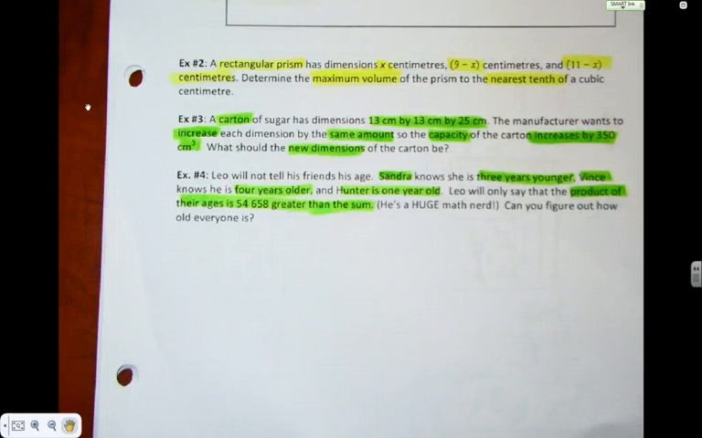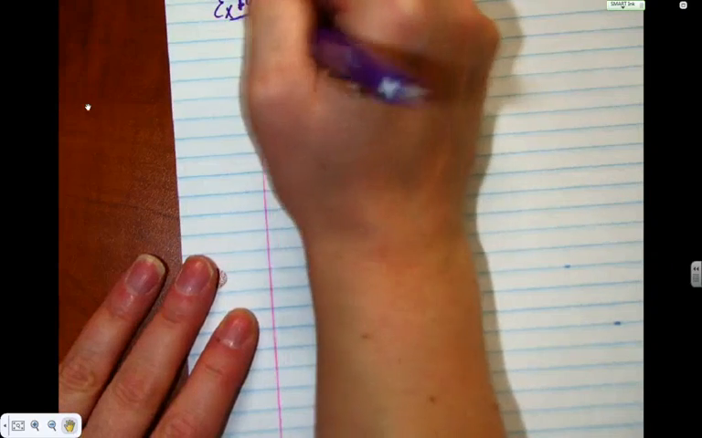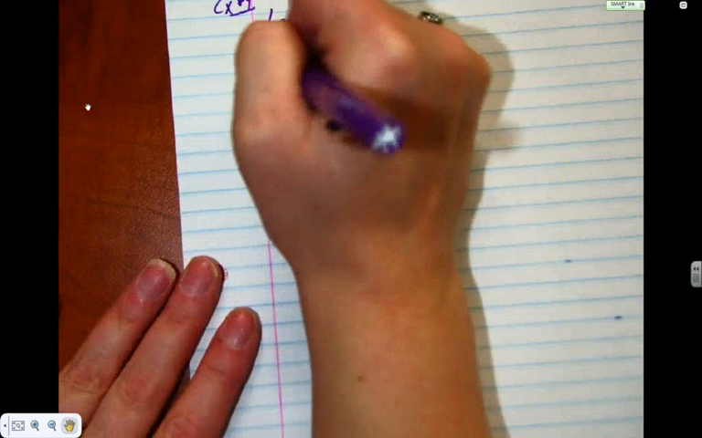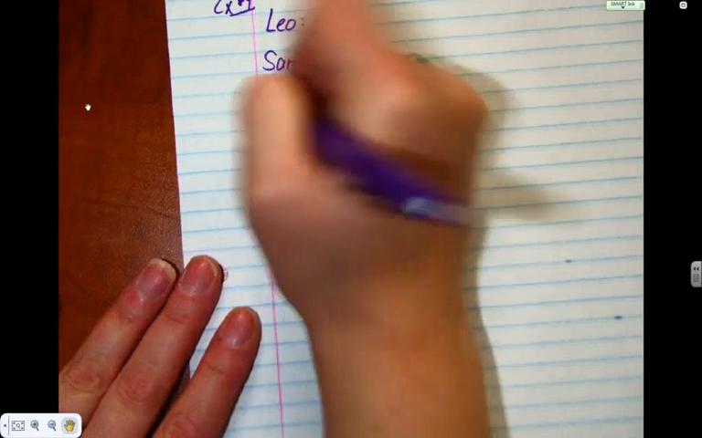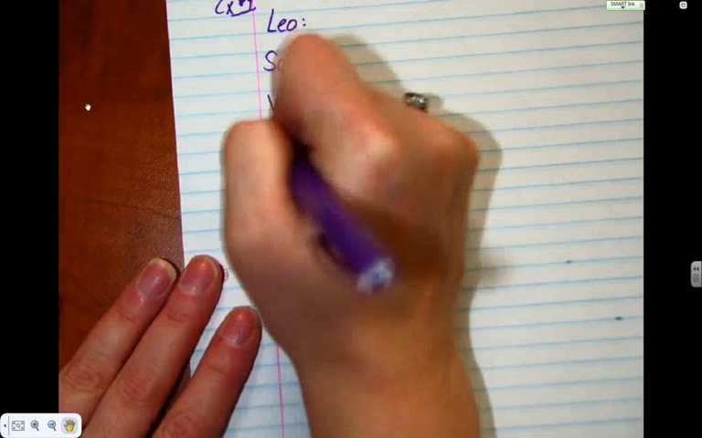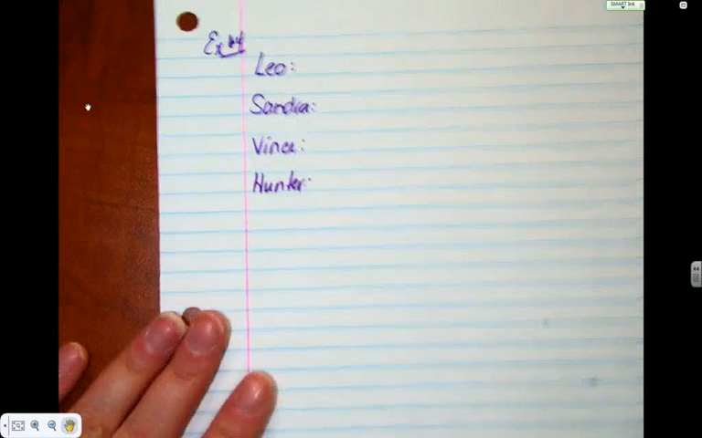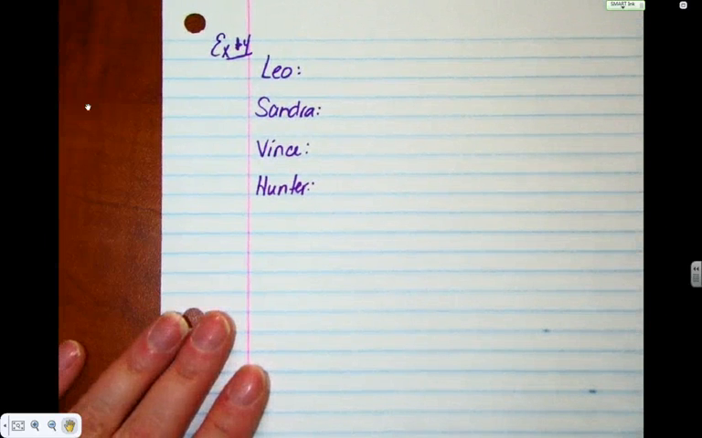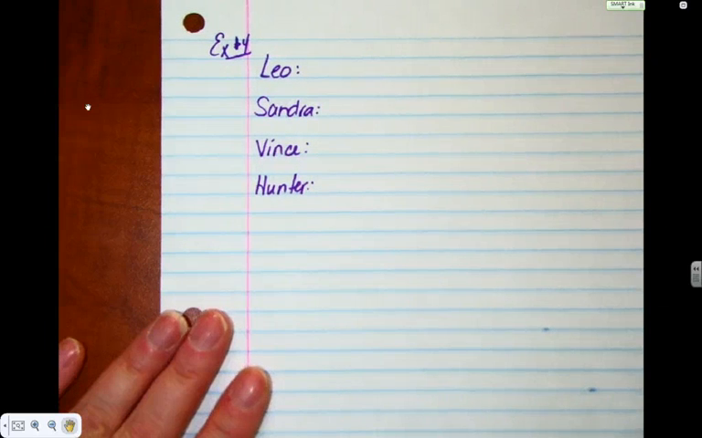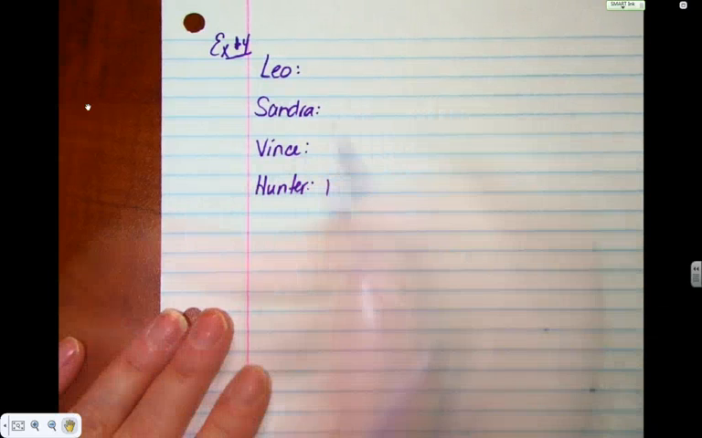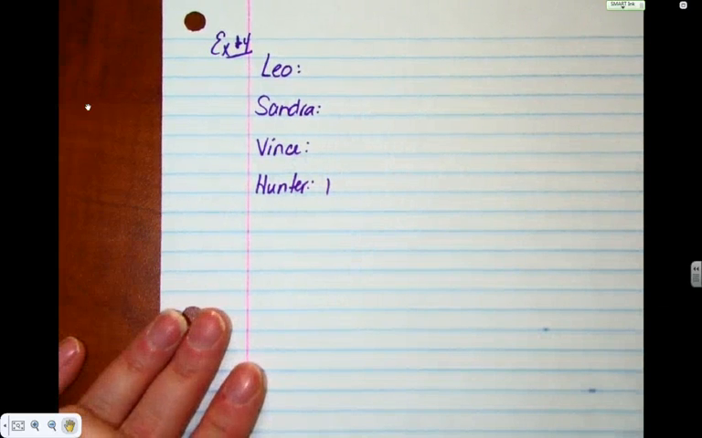Okay, so ones like this, if your brain works that way, it's always good to do that little information off to the side. So we'll list the people first, just so we don't forget anyone. So we have Leo, we have Sandra, Vince, baby Hunter. What do we know about Hunter's age? He's 1, so that's the easiest one because we know it exactly.